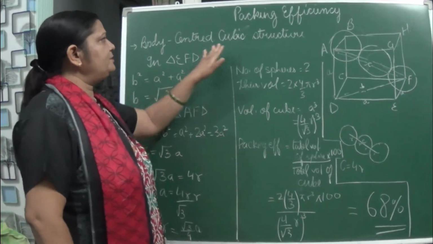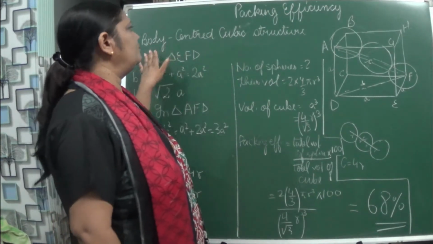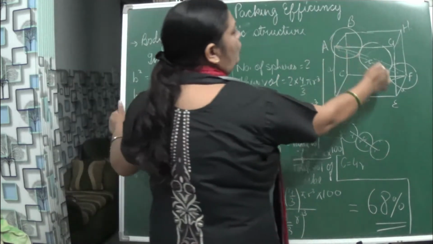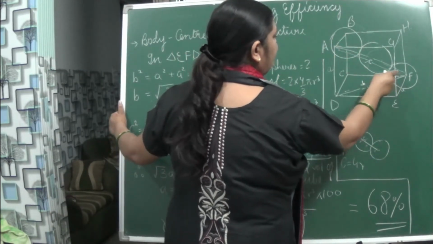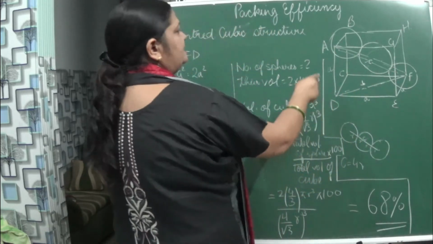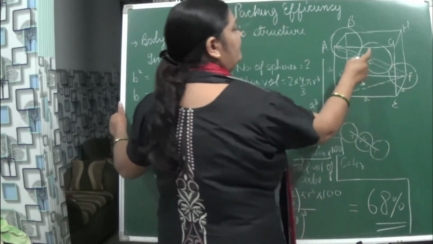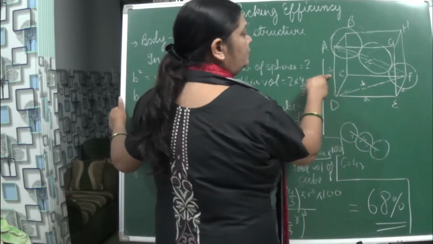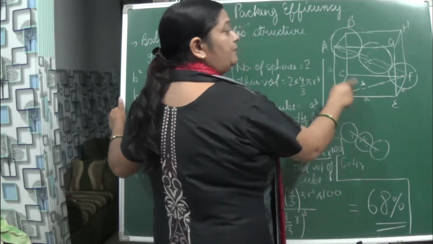Hello students, we are going to study the packing efficiency of the body-centered cubic structure. You can see the cube over here. If we want to make the diagonal C and take out the value of A, we can't do it directly from triangle D, F and A, because there are two variables, A and B. It becomes difficult.